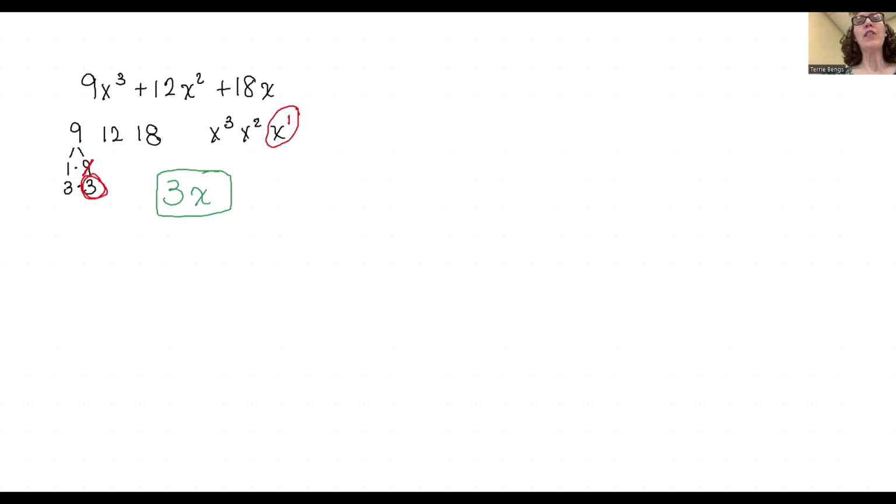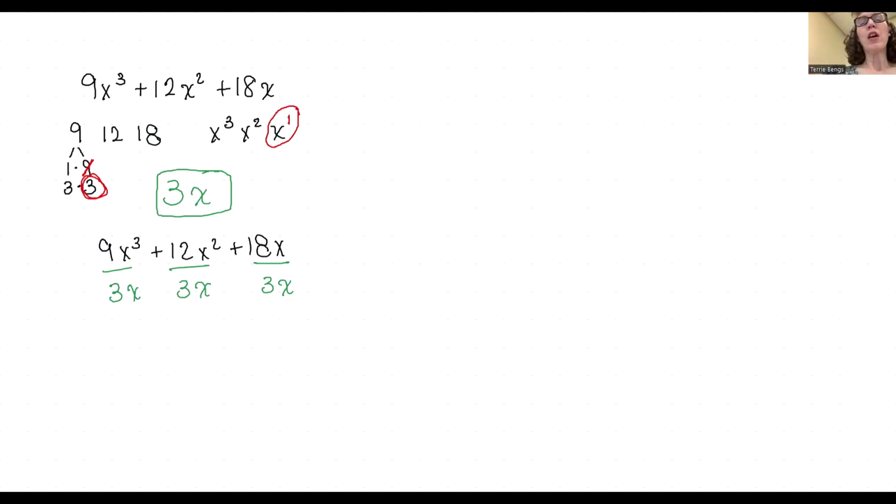We're not quite done because we still need to figure out how this is completely factored. So we're going to bring down our original problem here. Then we take that greatest common factor and write it under each one of those terms. This is something we learned in a previous video about dividing, and that's what we're going to do here now.